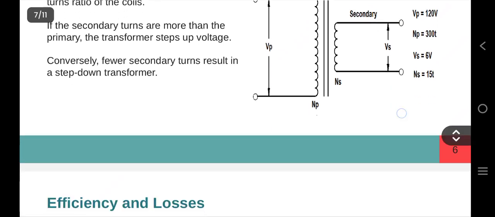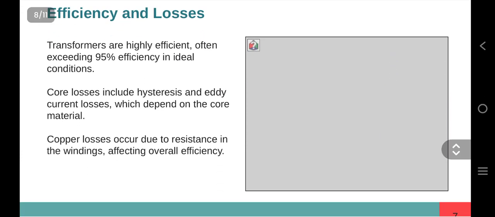Okay, let's come to the efficiency and losses. Transformers are also very highly efficient, as there are no rotating parts and the losses are less compared to other equipment. That's why its efficiency is very high, nearly about 95%.